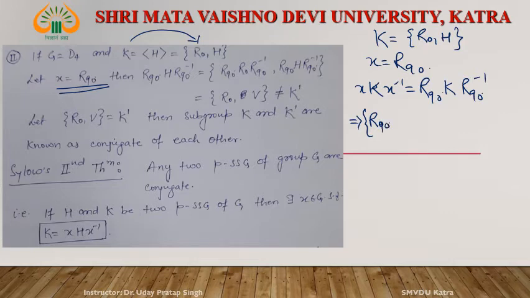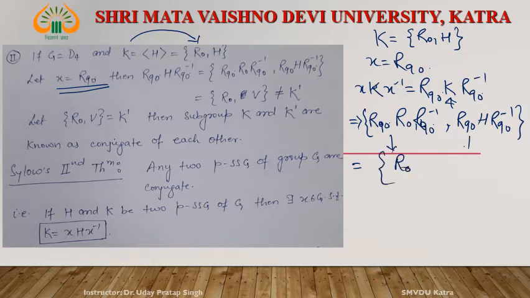K is R0 and H. Then right here, first R0, then H, then R90, R0 and R90 inverse. Second, R90 H R90 inverse. What is this? This is R0. And what is this? This is capital V. Okay, this gives R0 and capital V.